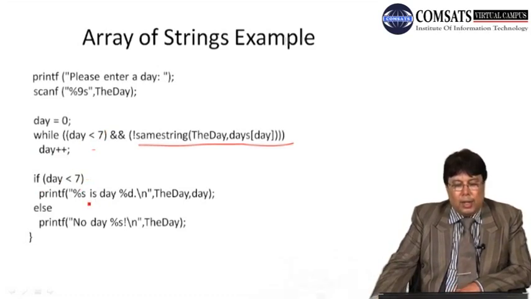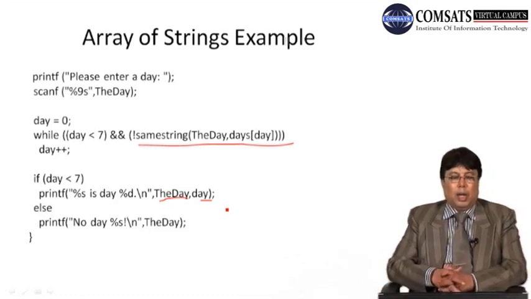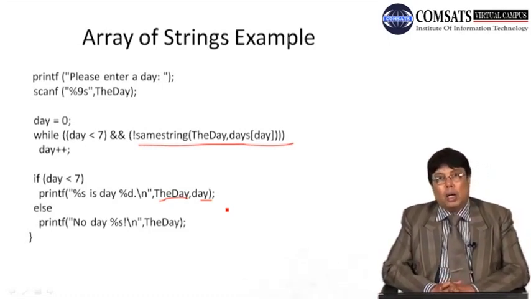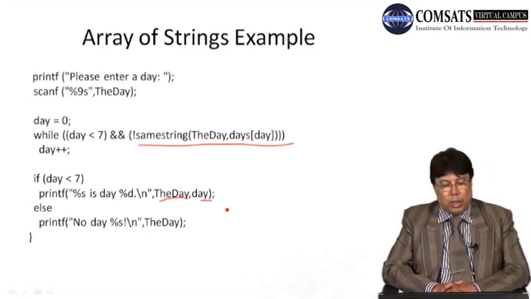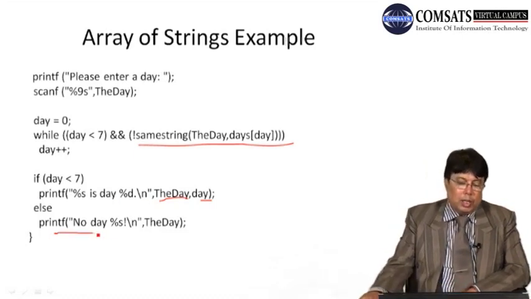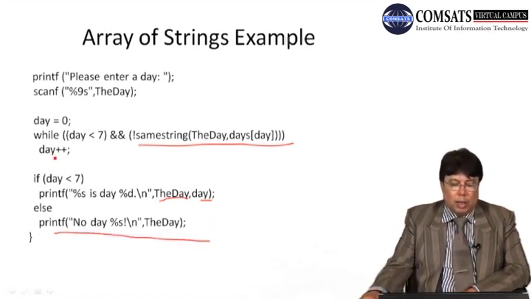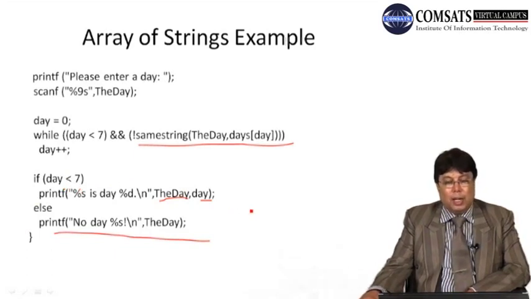If the index is less than 7, it means you have found it, and then you can say that this is the day that you have compared. Else you can say that it is not there, because if it comes out not less than 7, it means that whatever you have typed does not match.